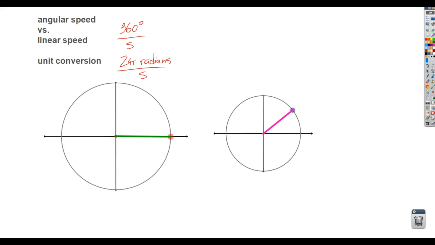Okay, now why do we want to use angular speed as opposed to linear speed? When you have things that are rotating around, like this whole line is going around, if I go around this way, and let's say both of these are traveling 1 second around, you can say that they have the same angular speed.